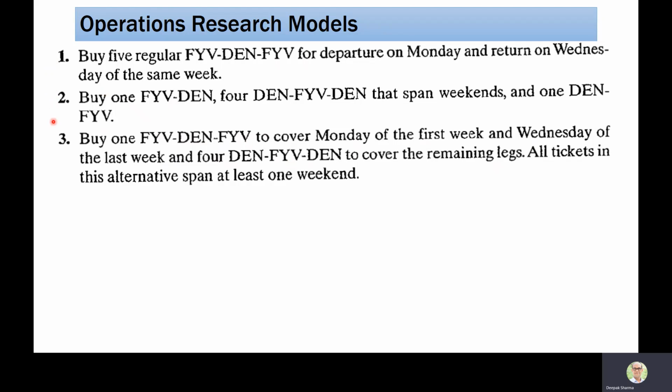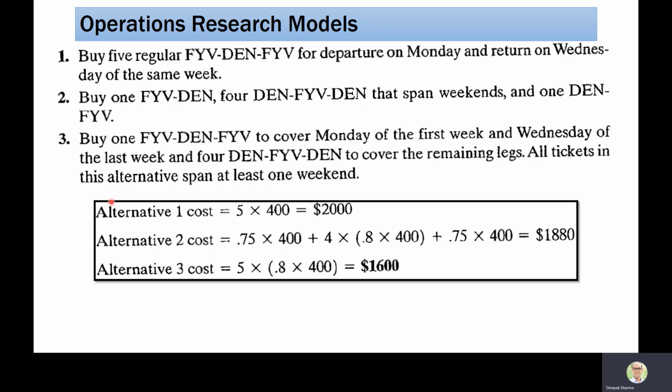Now suppose we have these 3 alternatives with us. Let us evaluate them. The first alternative: how much money are we going to pay? Since it's straightforward, every week we have to buy 5 tickets into 400, it is 2000.